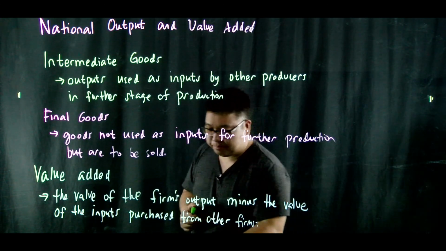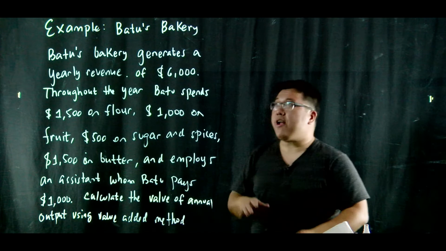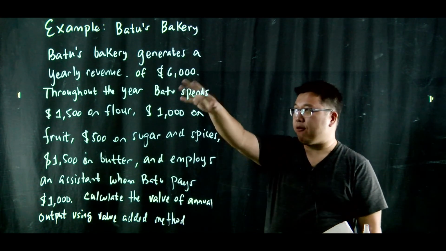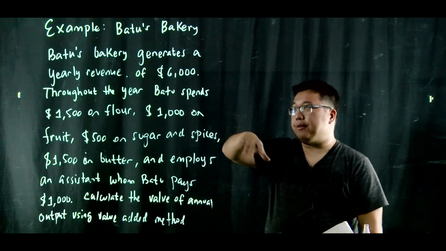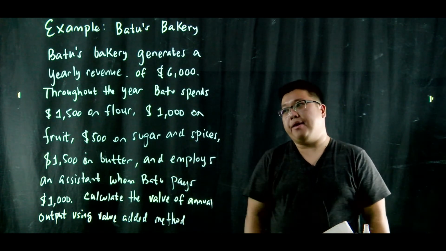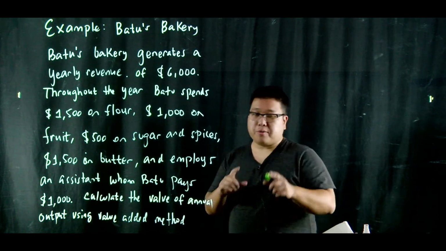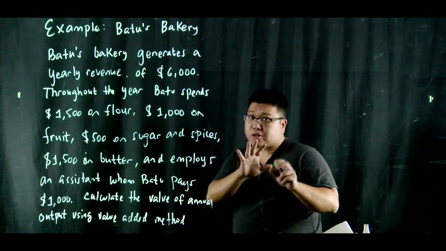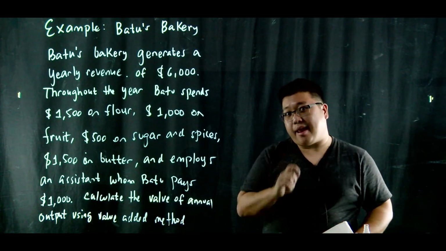But for this case, we're going to look at an example of one firm. All right, so here I have an example of a firm where we have information on the revenue and the inputs that are used and the value of the inputs used by this firm. And we're going to compute the value added for this firm. So let's read the problem first and analyze the given.